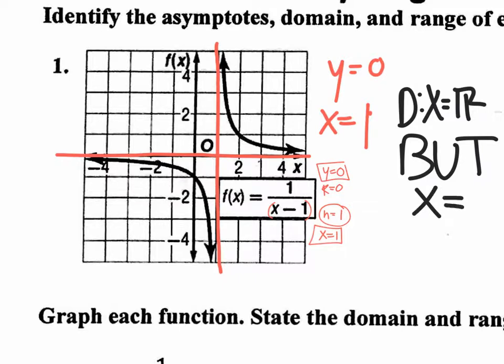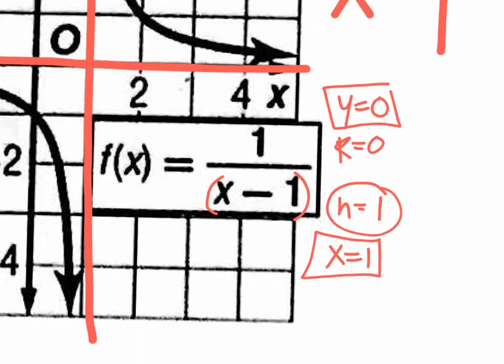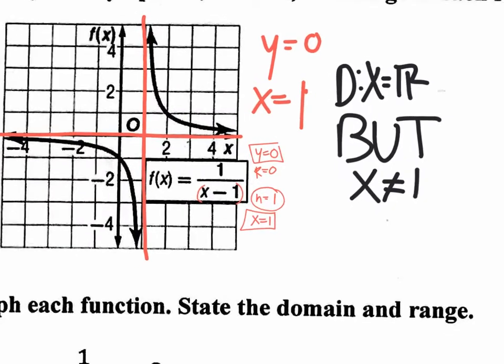But x cannot be 1. You could clearly see that at your 1 value, it doesn't exist. There is no coordinate because it infinitely approaches, never actually touches. Or you could look at it algebraically: if my x value was 1, 1 take away 1 will give me 0, and that'll make it undefined. Isn't that right? So your domain is all real numbers, but x cannot be 1.